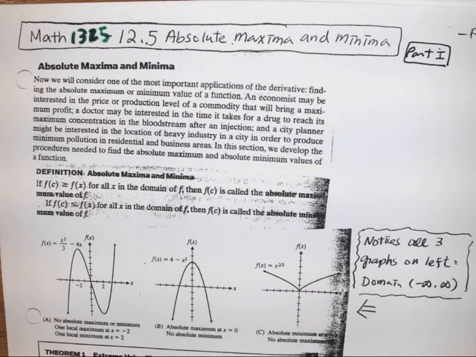The first videos for Math 1325 chapter 12.5. So this time we're going to look at absolute maximum and absolute minimum.